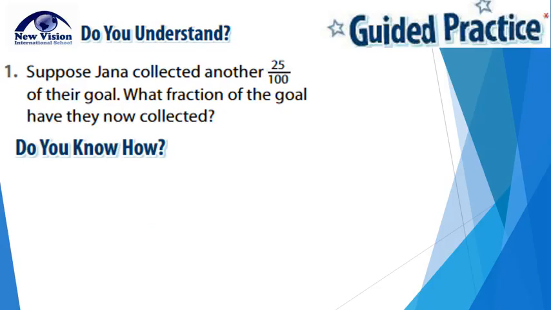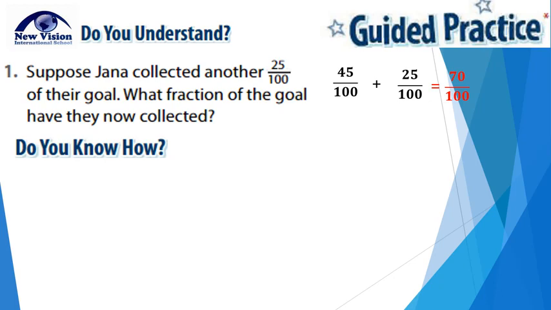Guided practice. Do you understand? Number 1. Suppose Jana collected another 25 over 100 of their goal. What fraction of the goal have they now collected? Since Jana and Steve have collected 45 over 100 already, we will just add 25 over 100. So 45 plus 25 is equal to, very good, 70 over 100.